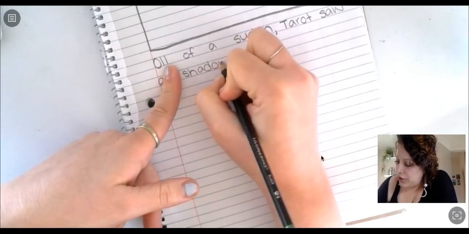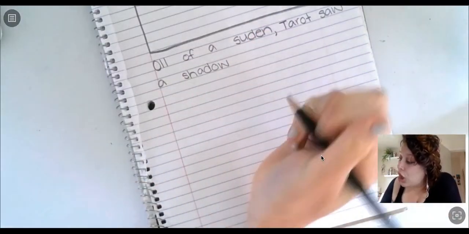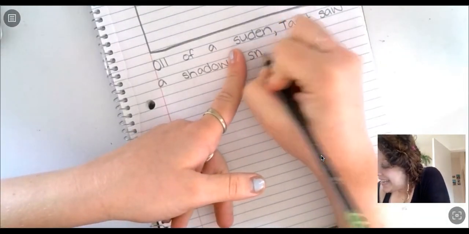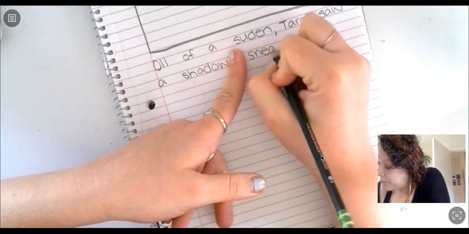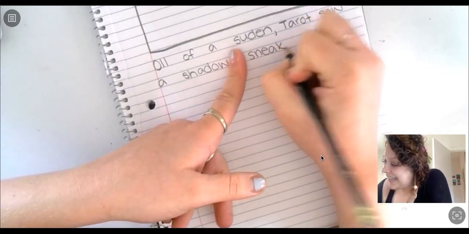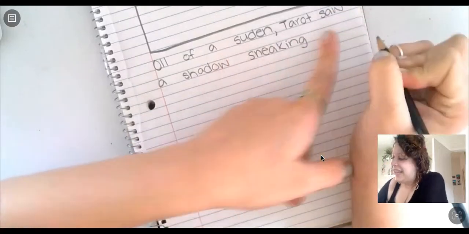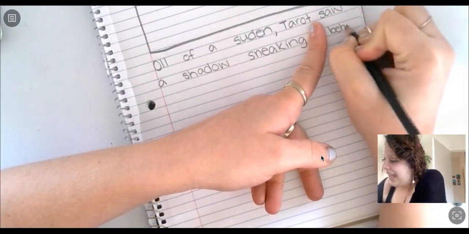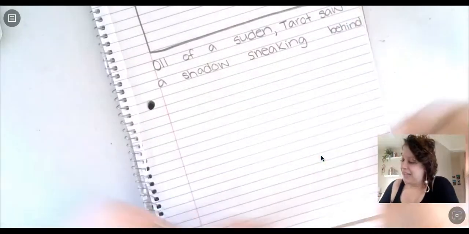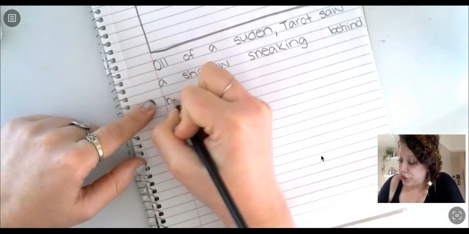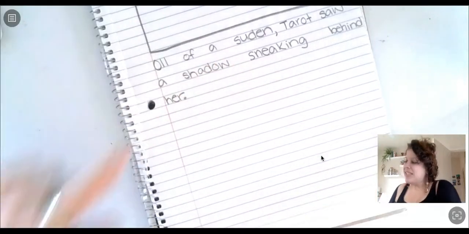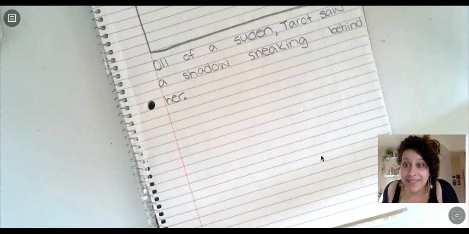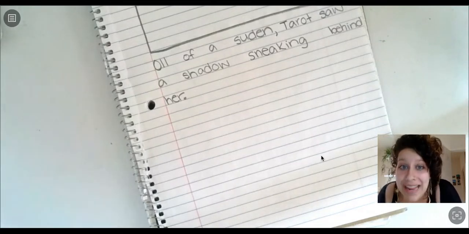Shadow. Long O. E, long E. Sneaking. Behind her. All of a sudden, Taro saw a shadow sneaking behind her. Who was it? It was Squeak.